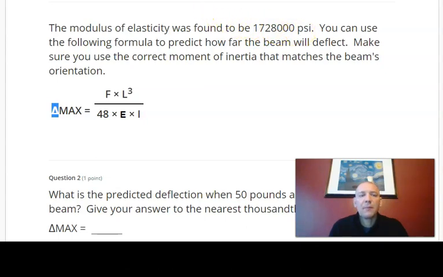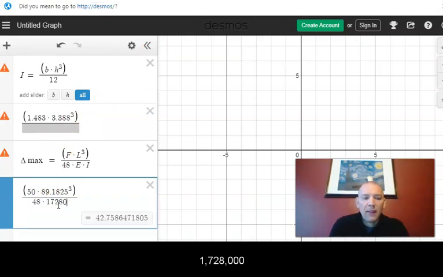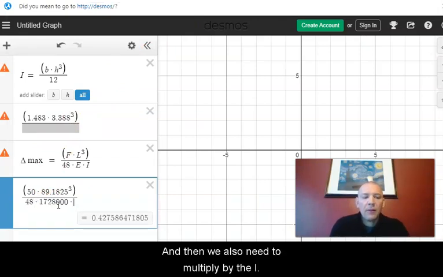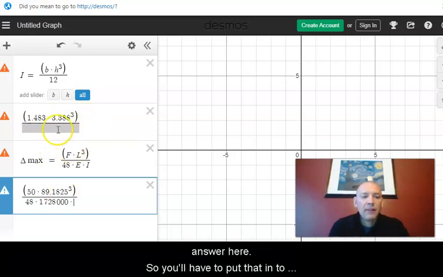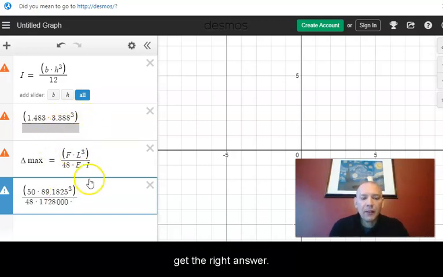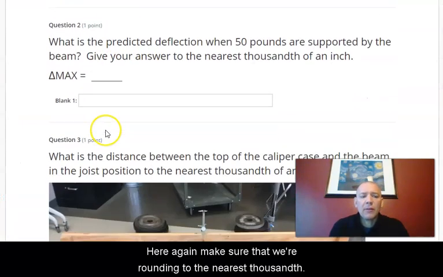1,728,000 psi. So we put that in here, 1,728,000. And then we also need to multiply by the I. The I will be the value that we've got in our previous answer here. So you'll have to put that in to get the right answer. And again, make sure that we're rounding to the nearest thousandth.